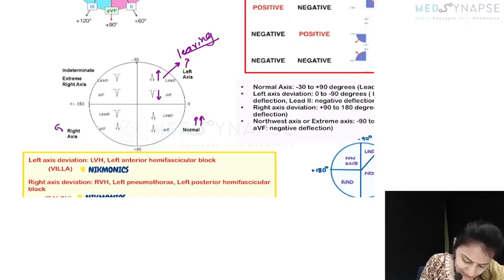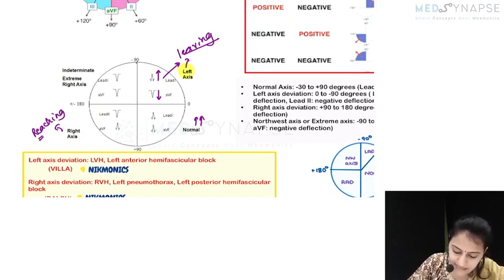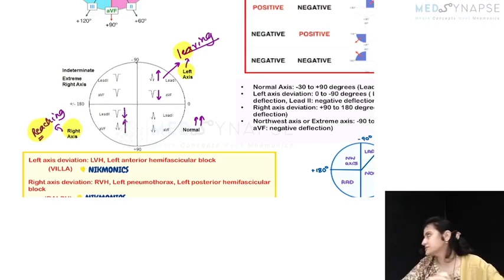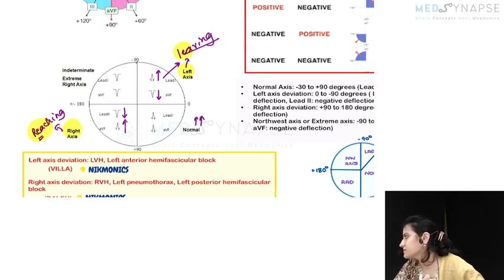Right axis deviation means R for reaching towards each other. So left axis is leaving, right axis is reaching towards each other. That means both of them are coming towards each other. Lead 1 negative, aVF positive.